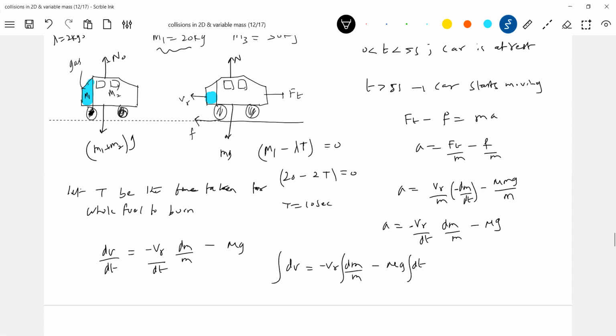Rocket propulsion concept only, I've just applied it here. Initially, at t equals 0, what is the velocity of the car? It was at rest, no? This is after some time t. Initially at t equals 0, shall I start it, or should I start at t equal to 5 seconds?